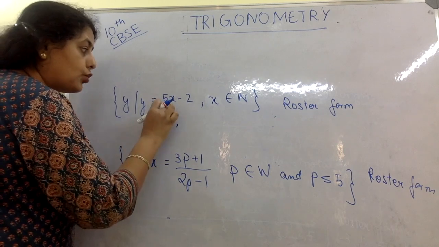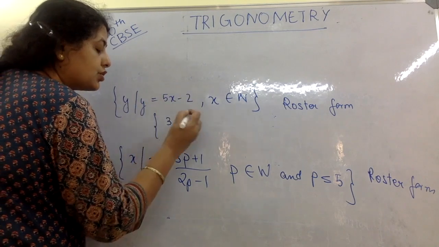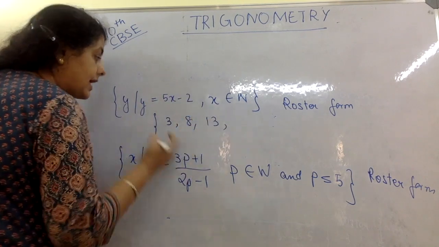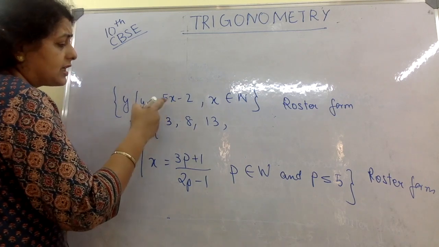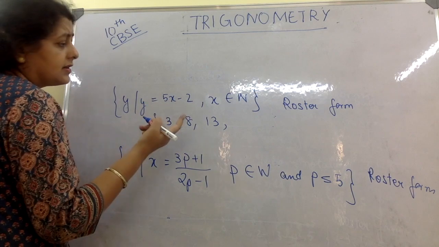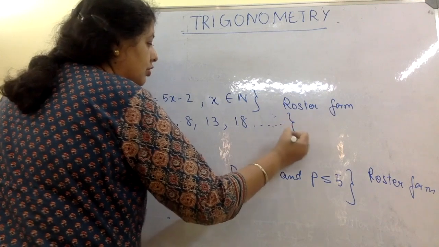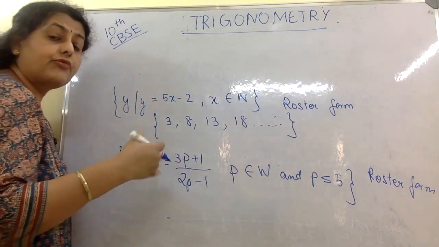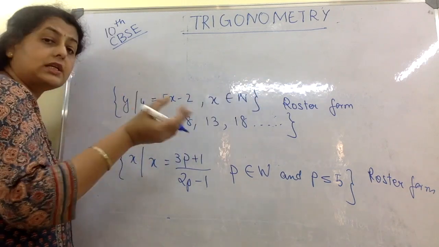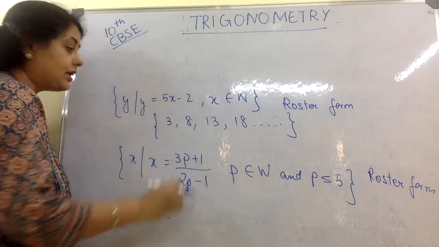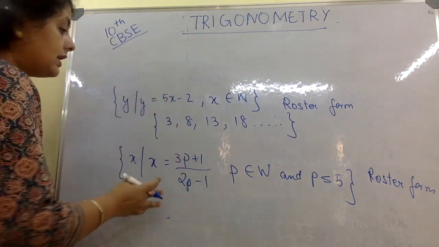Then 2 makes it 10 minus 2, 8. Then 3: 15 minus 2 is 13. And the next one, if I take 4, it makes it 20 minus 2, 18, and then dot dot dot, because they didn't say where we have to stop. Natural numbers go on, therefore you have to keep on substituting and it goes on till infinity. So here this is 18 and you stop here. 3, 8, 13, 18.